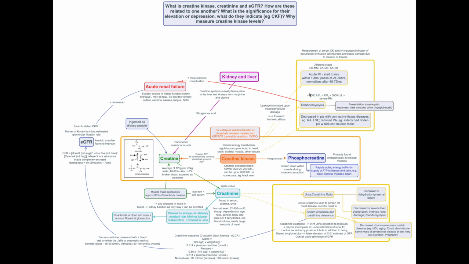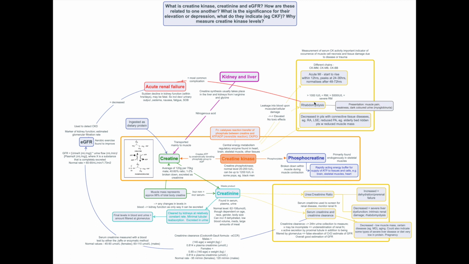And then up here, we have our different levels to indicate moderate to severe rhabdomyolysis. So your creatine kinase will also be decreased in patients with connective tissue diseases like rheumatoid arthritis, systemic lupus erythematosus, reduced physical activity, and then elderly bedridden patients with reduced muscle mass, so they move a lot less.